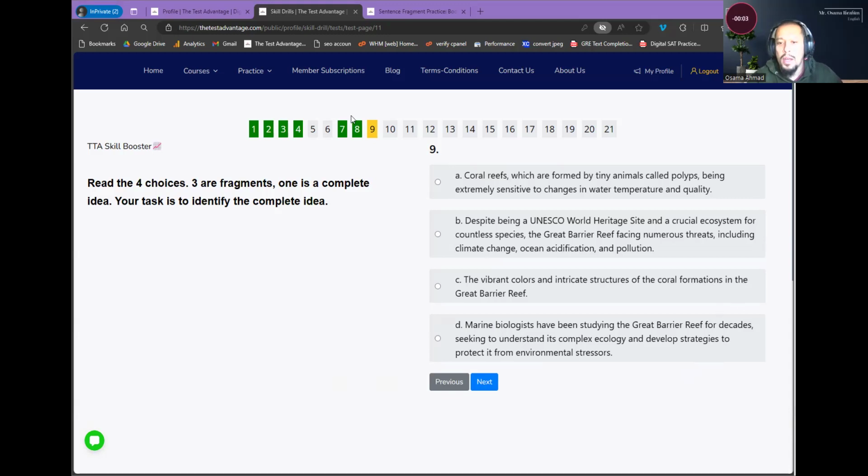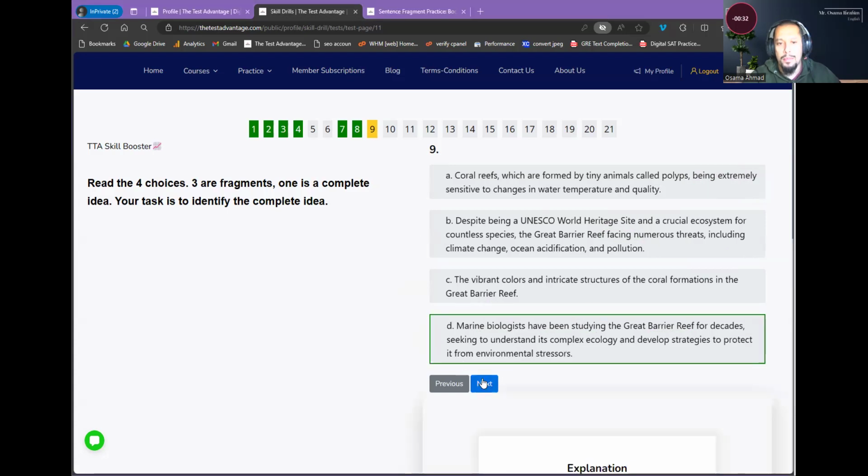Okay, so here, guys, some people told me B, the Great Barrier Reef facing. Remember, we talked in the verbs lesson, ing is not a verb. Okay? ing is not a verb. Being is not a verb. Answer C is not even an option. D, the marine biologists have been studying the Great Barrier Reefs. So answer D is the best answer here. Let's go to the next one, number 10.